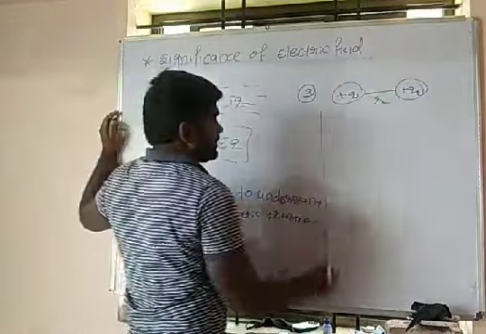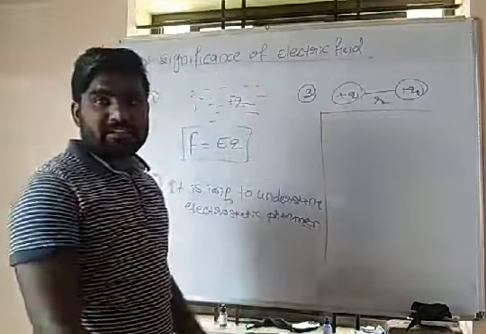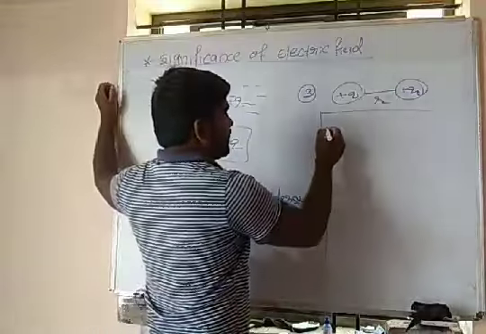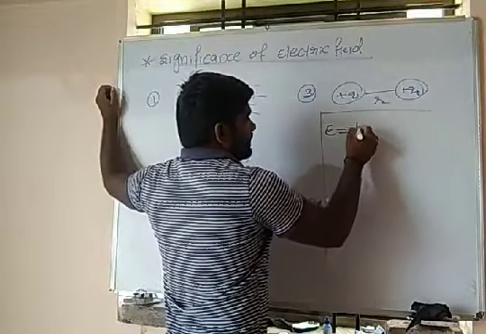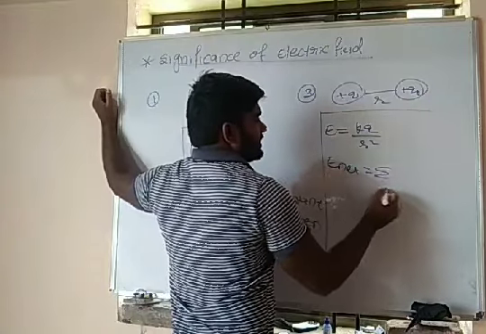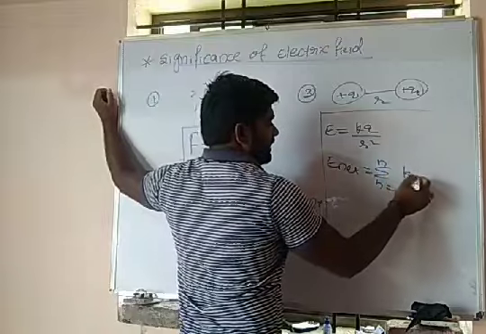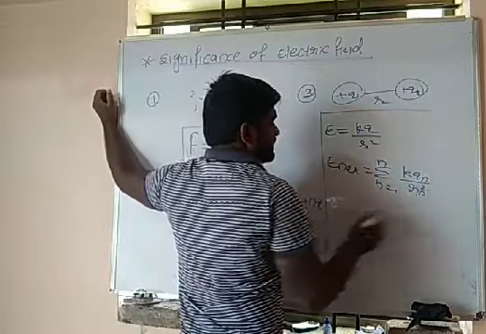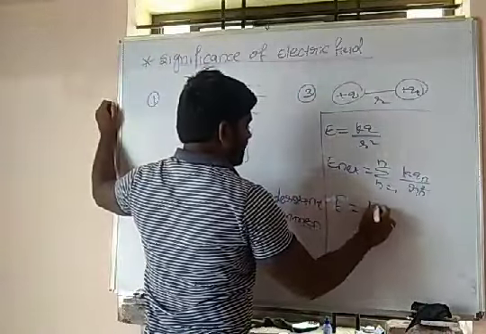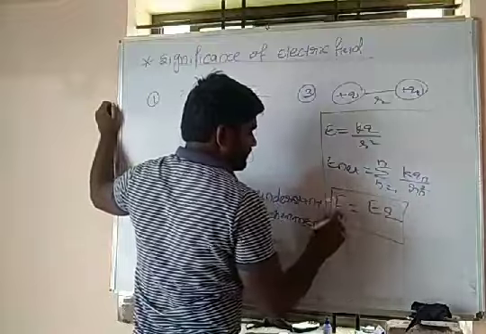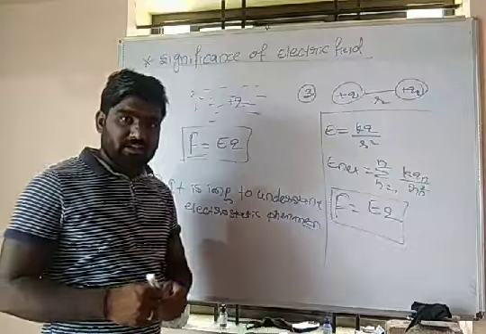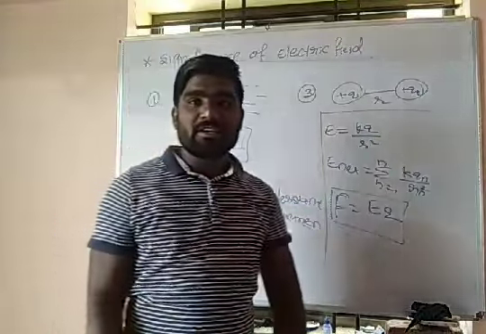So tomorrow, in the next lecture, we will discuss numericals based on this electric field. What I told: first formula, E is equal to KQ divided by R square, then E net is equal to summation of n equal to 1 to N of KQn divided by Rn square, then F is equal to E into Q. These are the very important formulas. Okay, thank you. In the next class we will solve some of the problems.